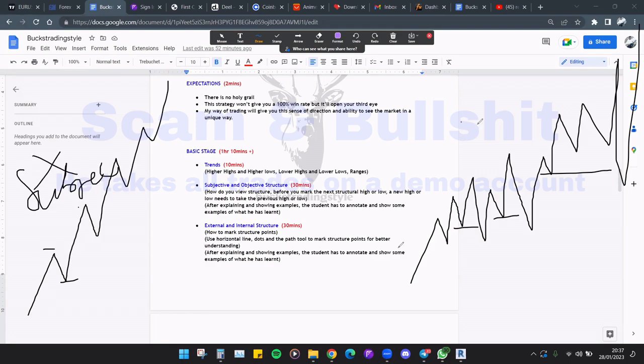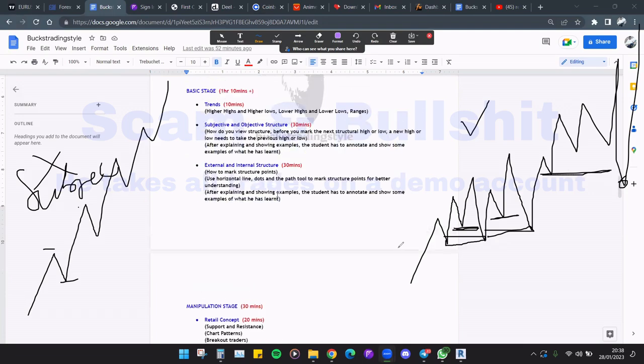We look at the structure this way because when we look at the structure objectively, we'll be able to know when liquidity has been taken to take our trade. Do you understand? Yes. Good.